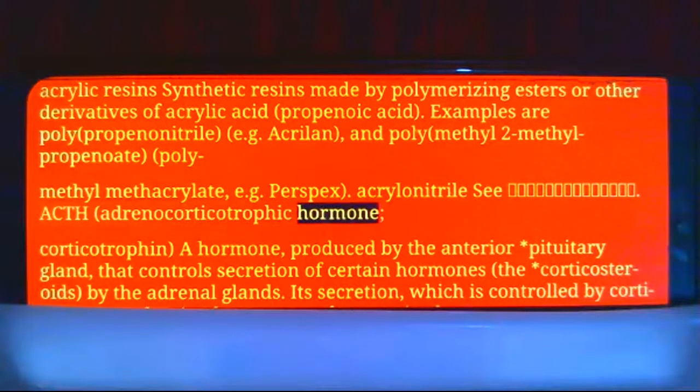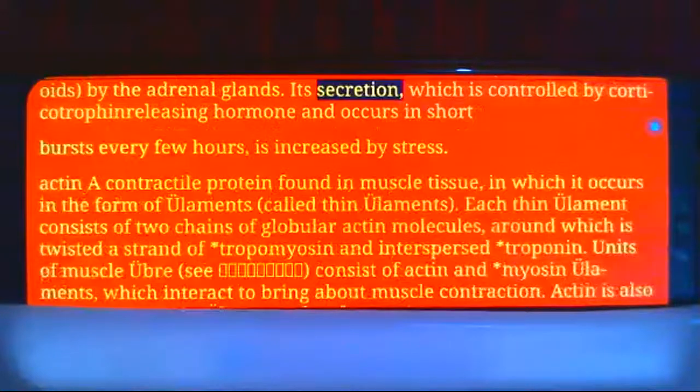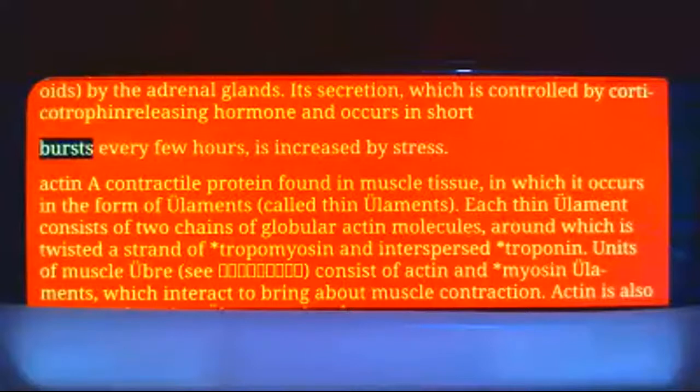ACTH, adrenocorticotropic hormone. Corticotropin, a hormone produced by the anterior pituitary gland that controls secretion of certain hormones, the corticosteroids, by the adrenal glands. Its secretion, which is controlled by corticosteroids, is increased by stress.